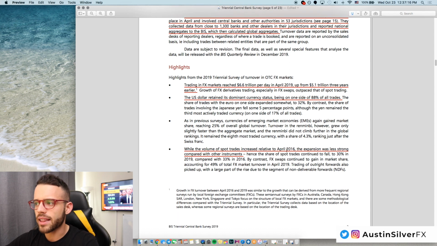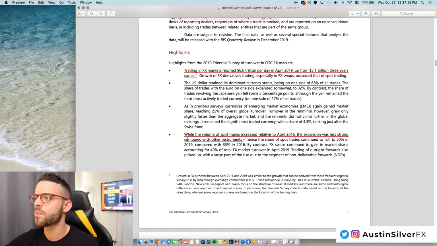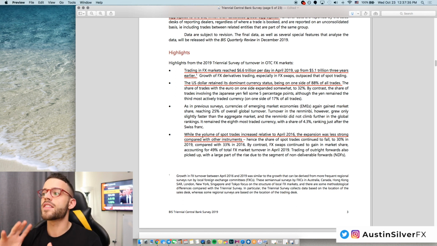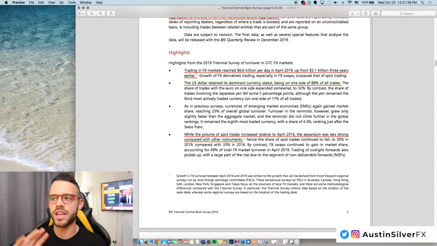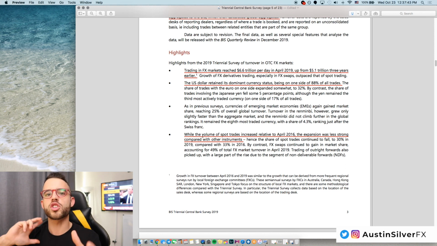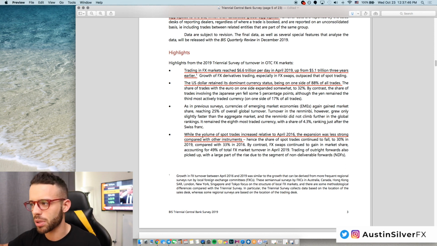Another very important highlight, I just want to touch on this before we scroll through. It says, while volume of spot trades increased relative to 2016, the expansion was way less strong compared to other instruments. Now, what that means, for those of you that don't know, we are trading in the spot Forex market. Big companies, big institutions, big banks, they are trading in the swap market. So it's swap and spot. You can just think spot market, I want to trade on the spot, that's what the retail guys do. The swap market, like I said, is for the bigger players.